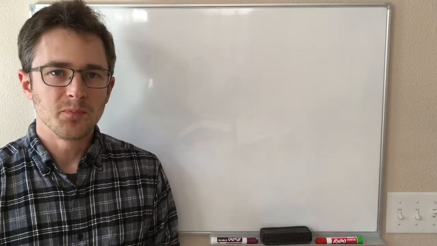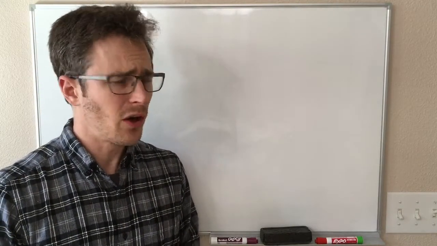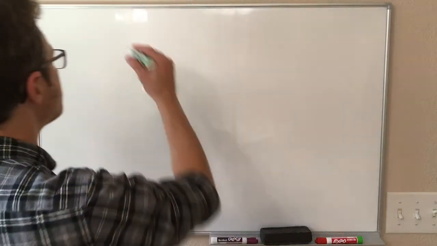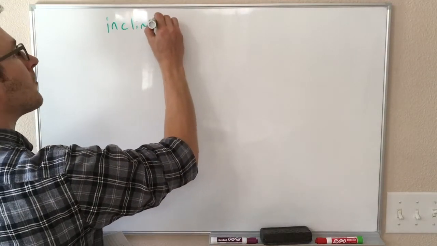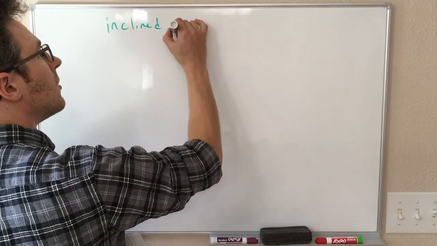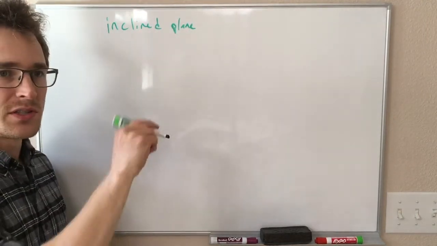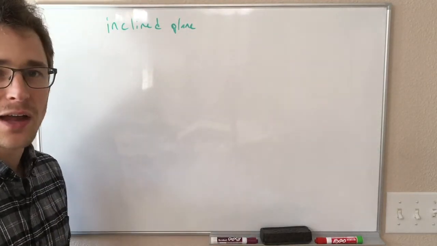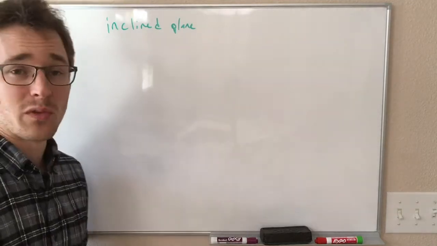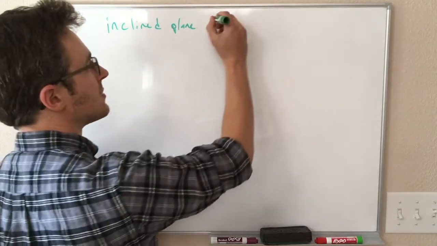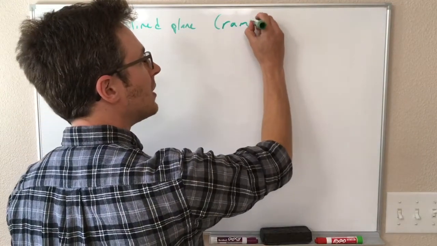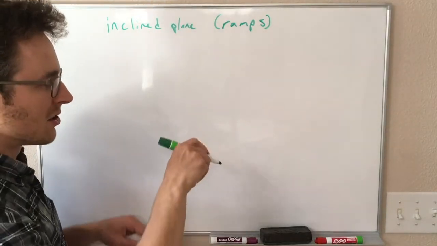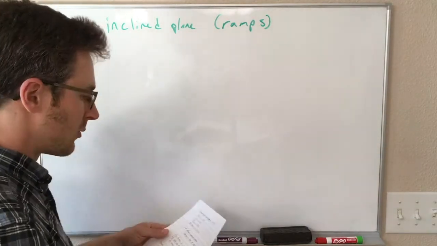I want to talk to you about a particular class of problems, probably the hardest force problems, and these are called inclined plane problems. Inclined here just means tilted at some angle. Plane means something mathematically flat. So this is problems with flat surfaces at an angle, or in other words, what we might call in everyday life ramps, right? So if we have an object on some tilted surface, how do we look at that?